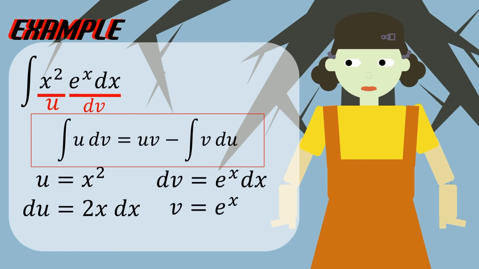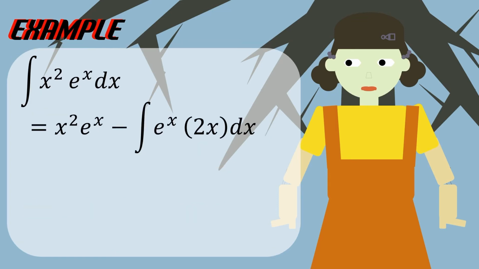du is going to be 2x dx. And once we integrate dv, it's going to stay the same. So when we substitute in the formula, we get x squared times e^x minus integral of e^x 2x dx. We need to use integration by parts one more time to solve this.